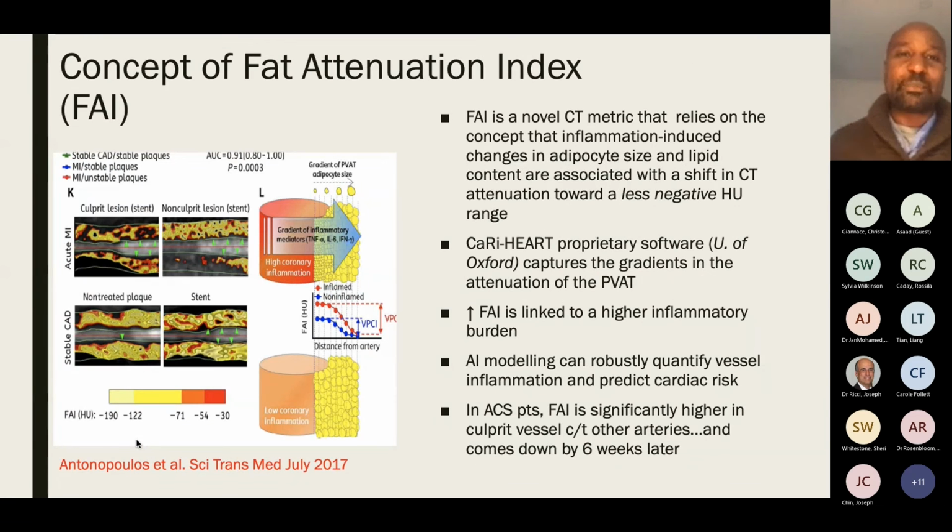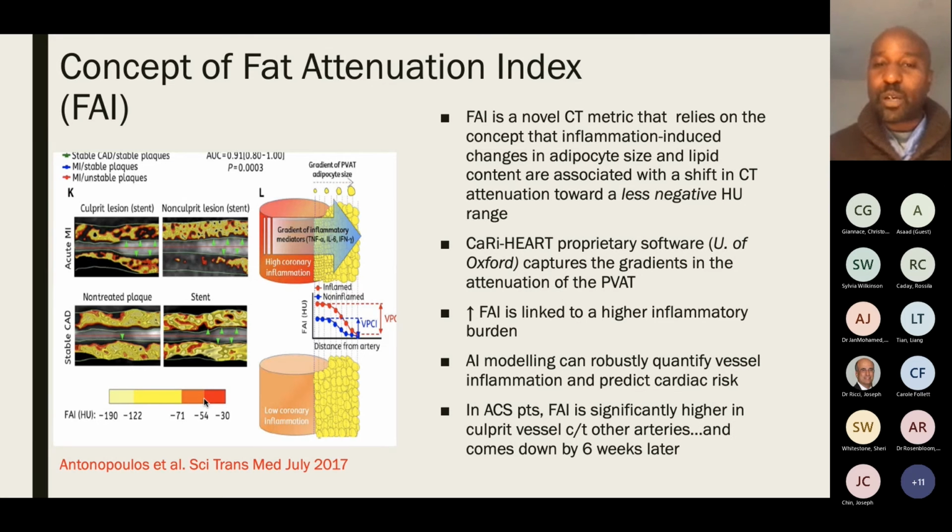And here we have the concept of the fat attenuation index, or FAI. FAI is a novel CT metric that relies on the concept that inflammation-induced changes in adipocyte size and lipid content are associated with a shift in the CT attenuation towards a less negative Hounsfield unit range. So you have a defined range of Hounsfield units, and as you go higher up, this indicates more inflammation. At the highest end of the scale is minus 30, and at the lowest is minus 190. So the more inflammation you have, the less negative your number will be, the higher, more towards minus 30.